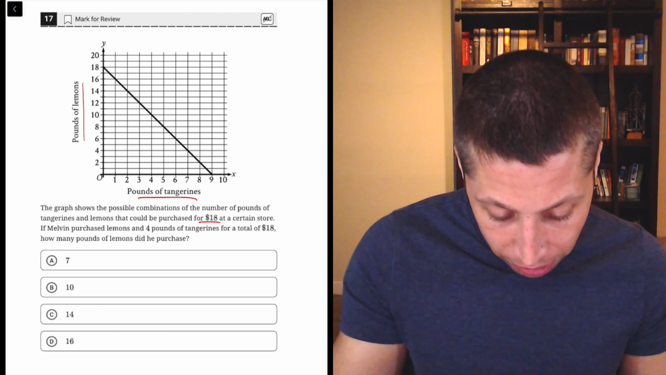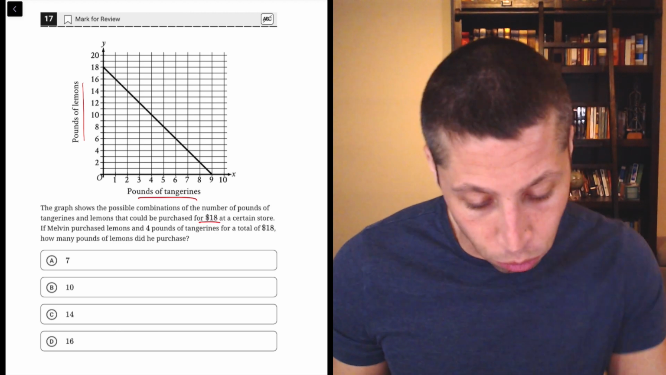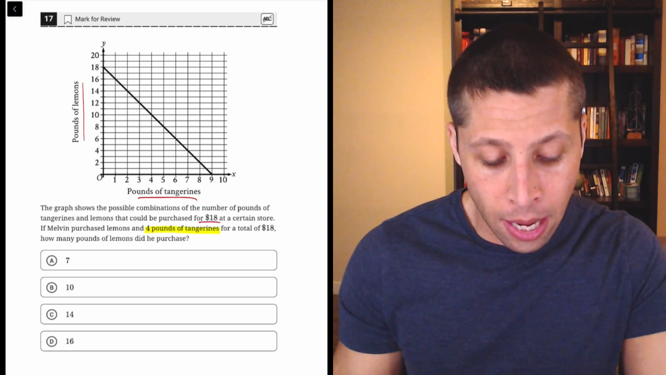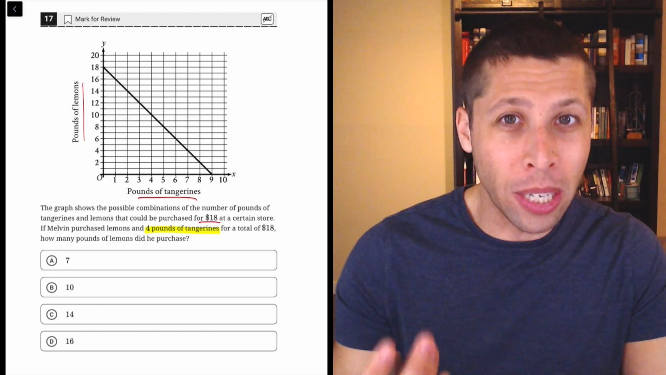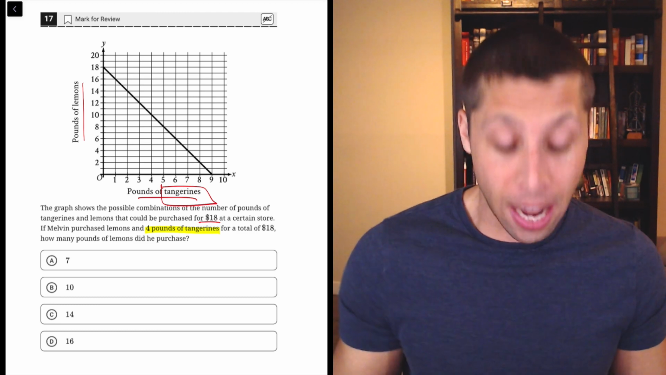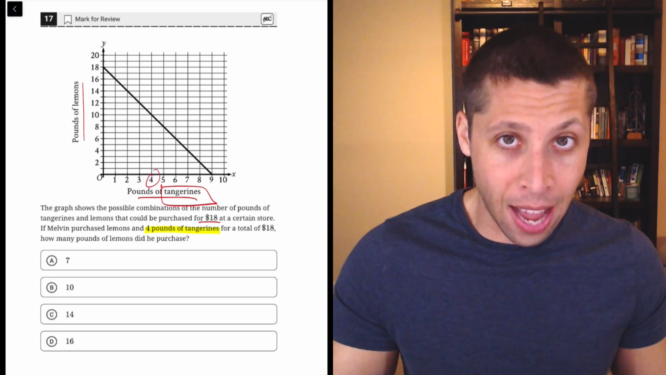Then, if we continue, if Melvin purchased lemons and 4 pounds of tangerines, so right there, let me highlight that, 4 pounds of tangerines, that is a coordinate. Now, specifically as an x-coordinate, we wouldn't really know that just by reading it, but by comparing it with the graph and seeing that tangerines are the x-axis, we're being told go to 4 on the x-axis.